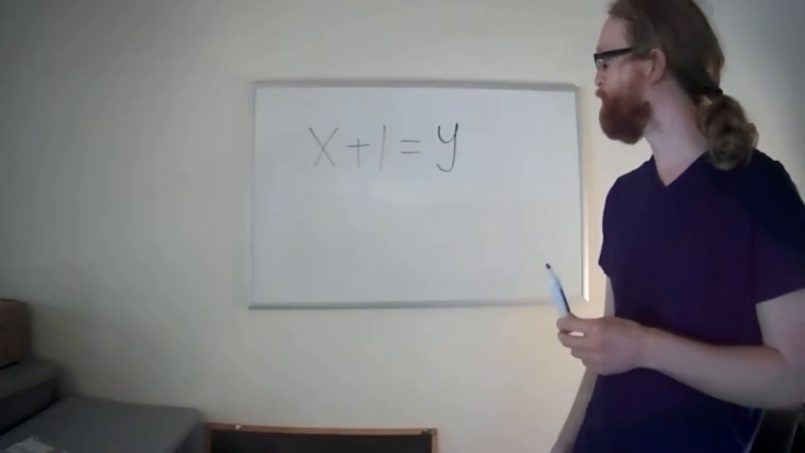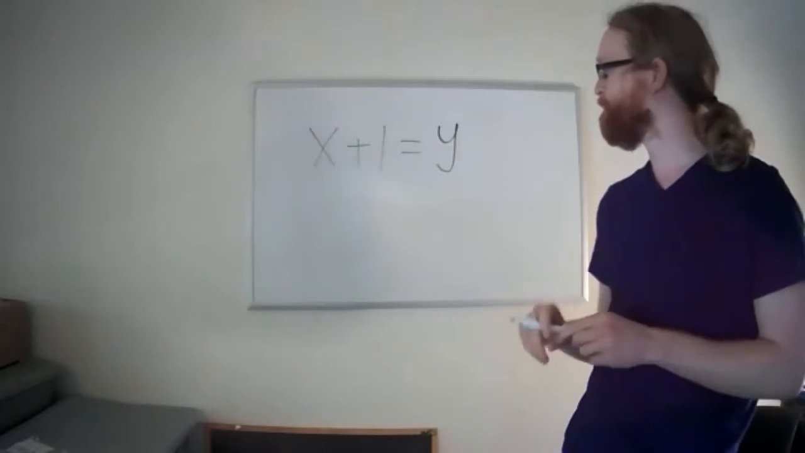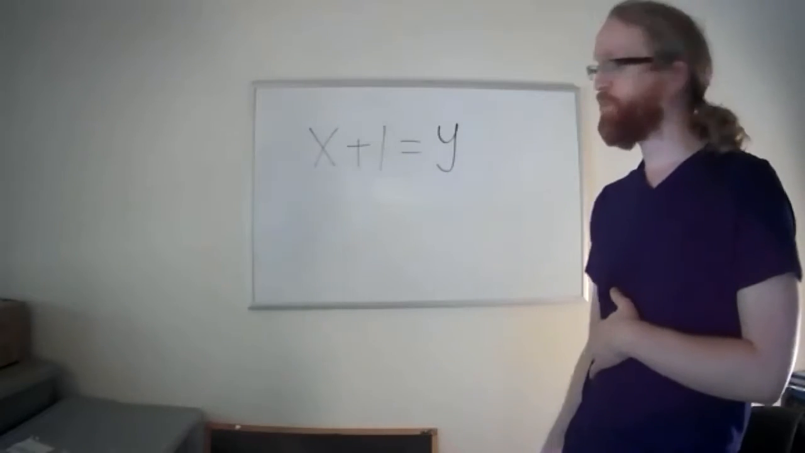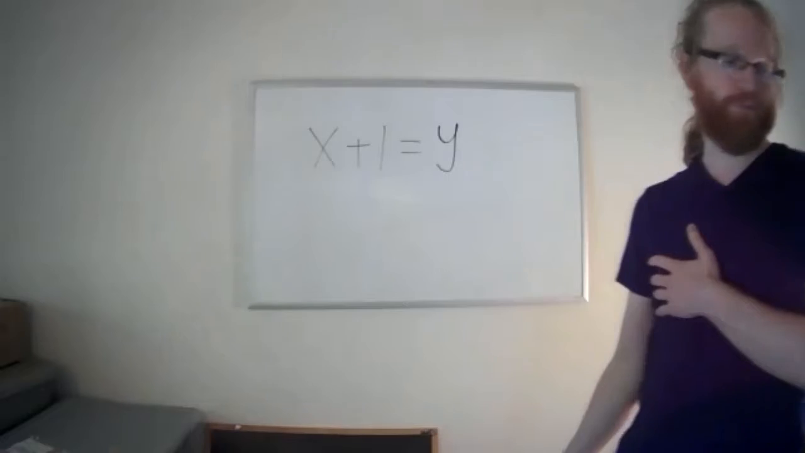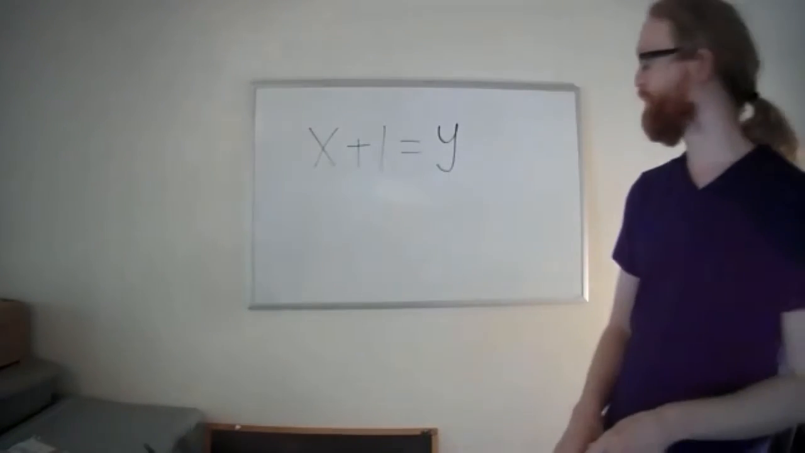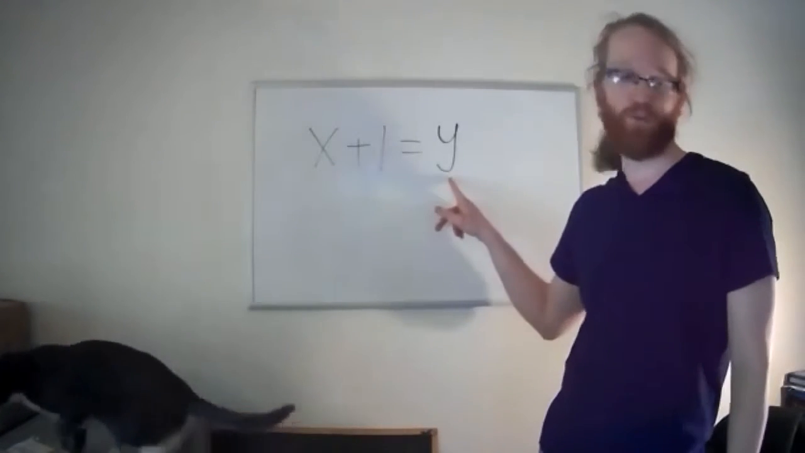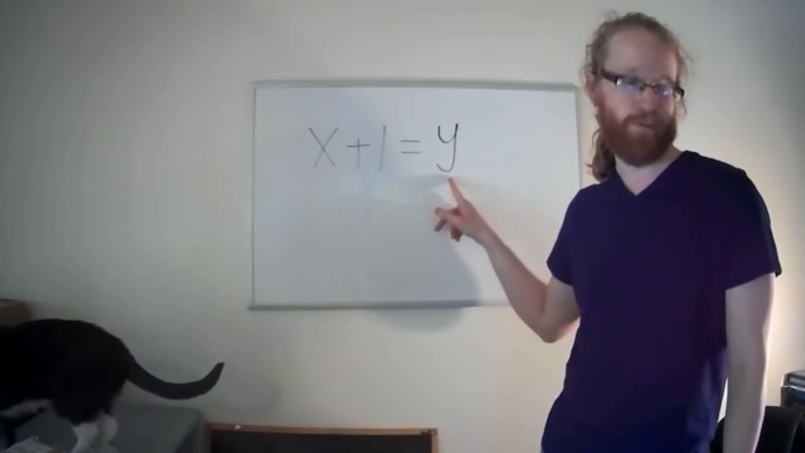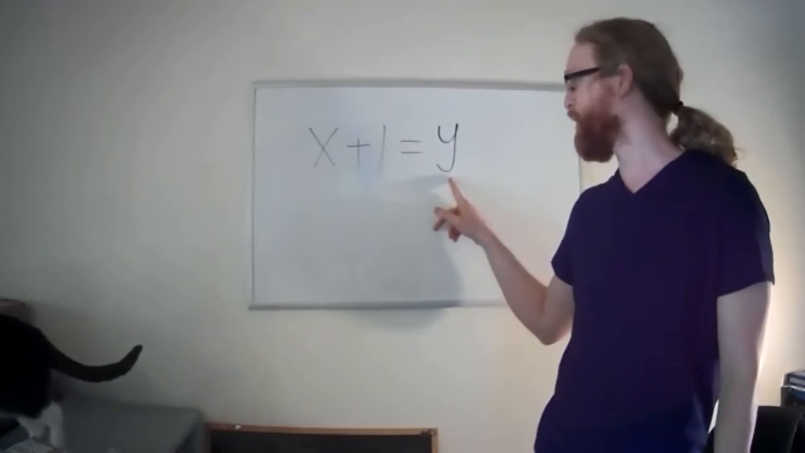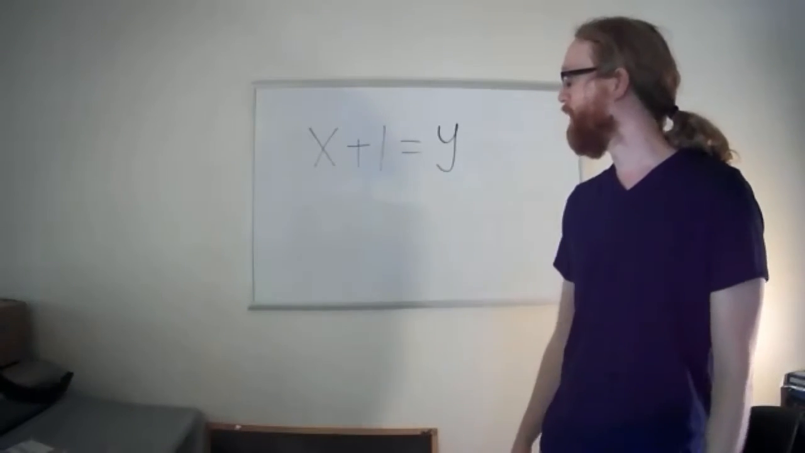I now have two variables. I have an x and I have a y. Okay. So what's it mean to solve an equation with two variables now? Well, now I need to find two values. I need to find a value for x and a value for y that makes this a true statement. So I need to find two numbers, a pair of numbers that make this true.